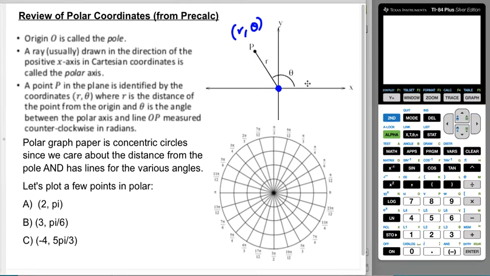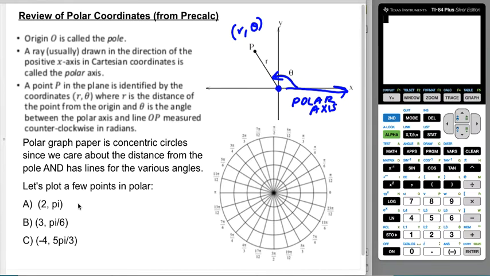And theta is the angle from the positive x-axis, which we call the polar axis. So the positive x-axis in polar is called the polar axis. Theta is the angle measured counterclockwise from that positive polar axis, which is why we also see that when we do stuff like what we did in pre-calc with the unit circle, right? We always rotate counterclockwise as positive.